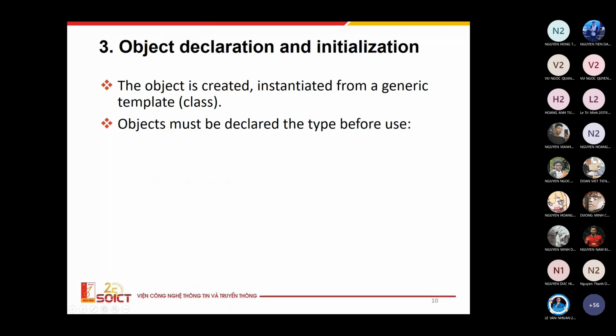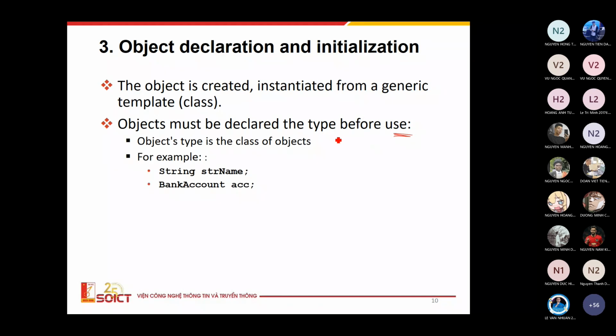Yeah. So now you know that to create an object you have to use the constructor. The constructor will initialize the values for the data members. So now we will learn how you can declare an object, and of course the object has to be declared before use. Tức là khi dùng thì cũng phải khai báo các đối tượng trước khi sử dụng. And you all know that an object is an instance of a class. So when you want to declare an object, you will use the class name. For example, here you declare a variable string name of the type String, and here you declare an account object of the class BankAccount.